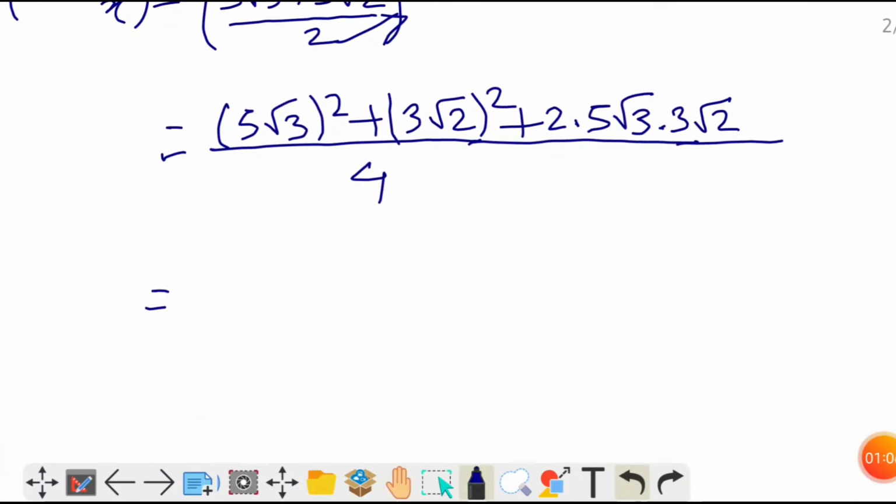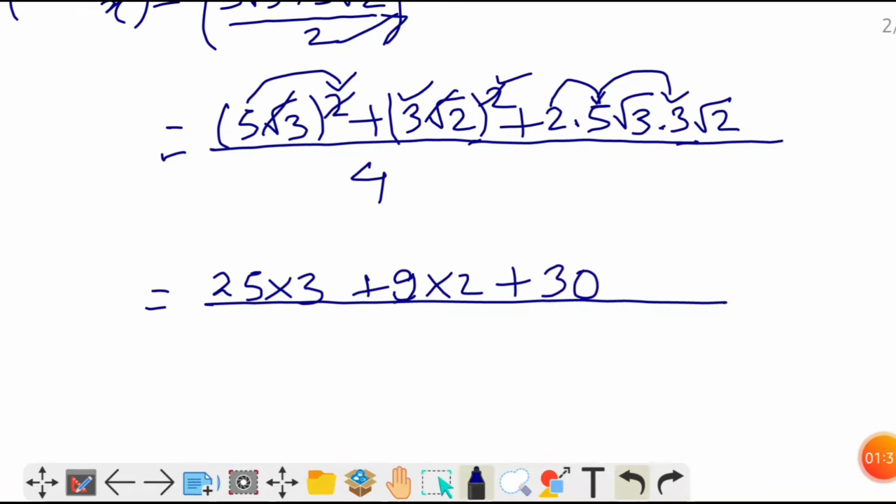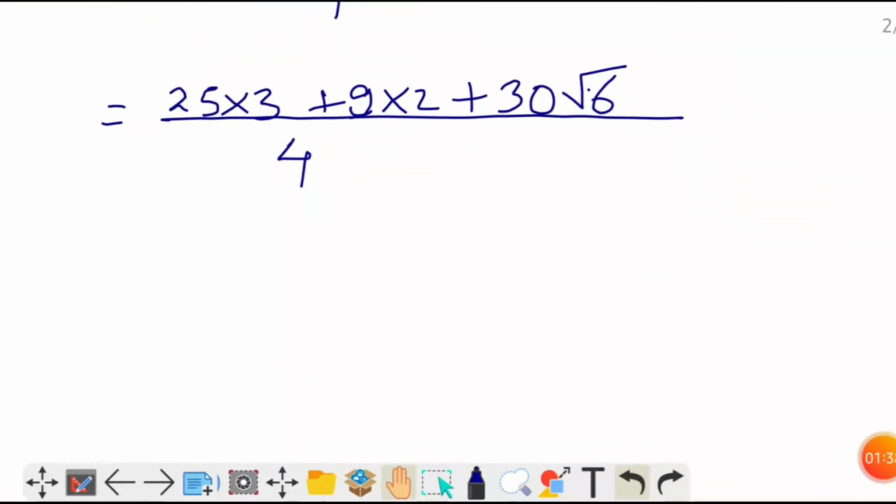In the numerator 5 square is 25, 5 fives are 25, and square will cancel the root, into 3. Plus 3 square is 9, square will cancel the root, we will have into 2. Now we have to multiply the numbers, that is 2 fives are 10, 10 threes are 30, and √3 into √2, 3 twos are 6, that is √6, upon 4.